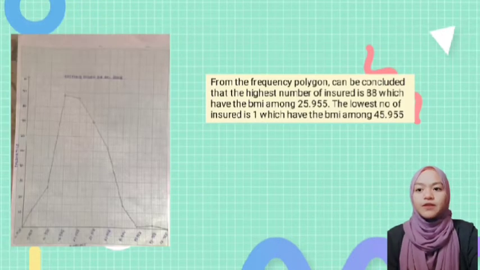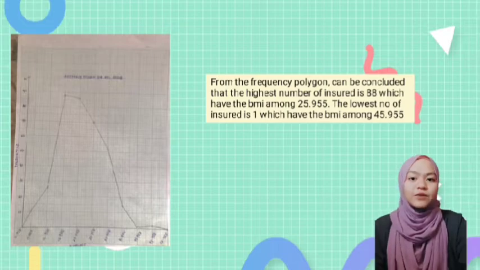From the polygon, it can be concluded that the highest number of insured is 88, which has the BMI amount 25.94 to 30.55. The lowest number of insured is 1, which has the BMI among 45.95 to 50.55.